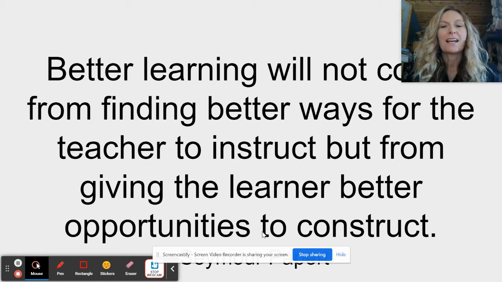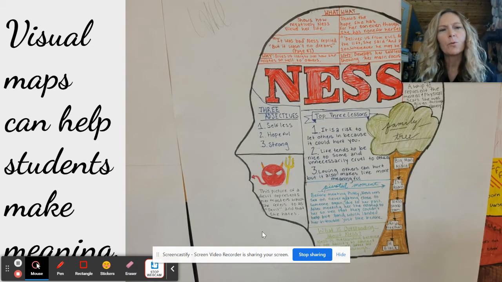One quote that really made sense to me is: better learning will not come from finding better ways for the teacher to instruct, but from giving the learner better opportunities to construct. And one of those ways is using visual maps. Visual maps can help students to make meaning.